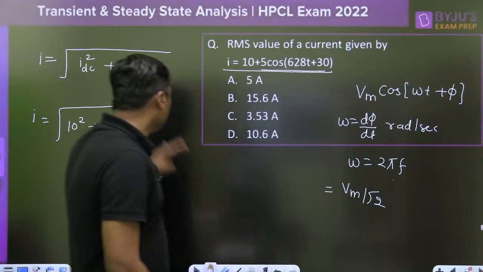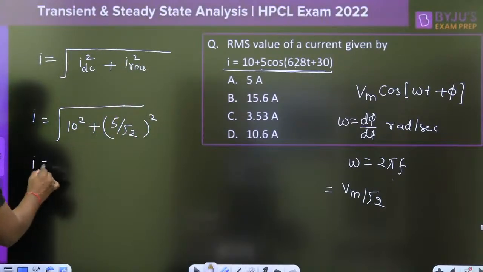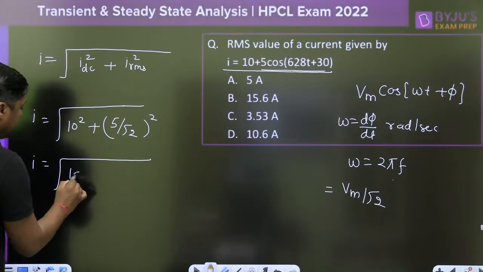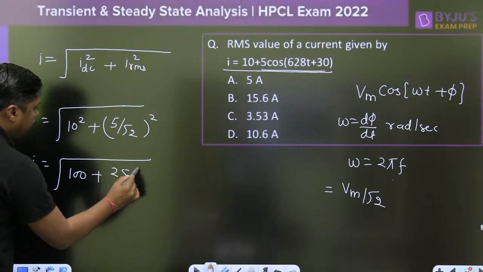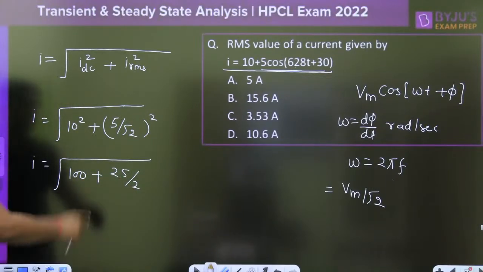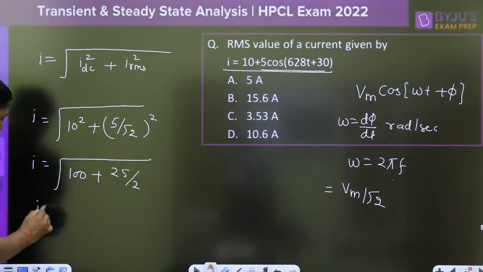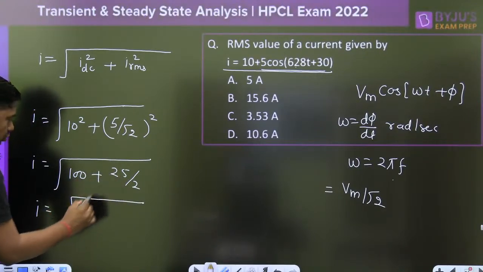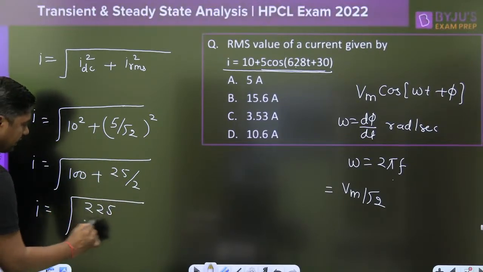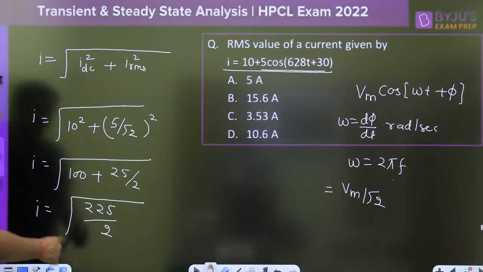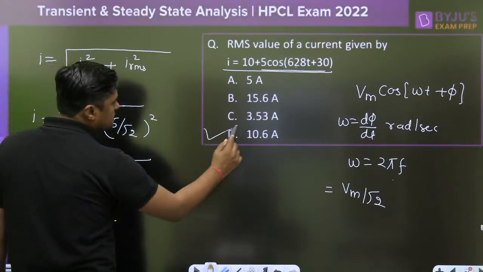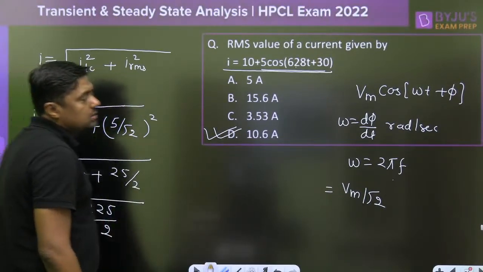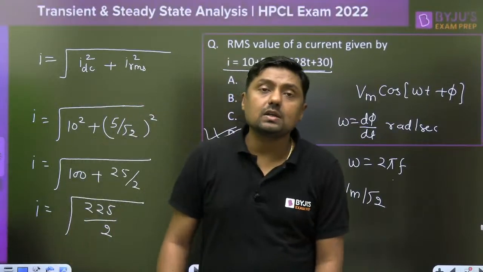When I am calculating Vm by root 2, it will become 100 plus 25 divided by 2. This is 25 divided by 2, and this will become root over 225 divided by 2. Now you can calculate this value and you are going to get the answer 10.6. The 10.6 is the answer for this question.